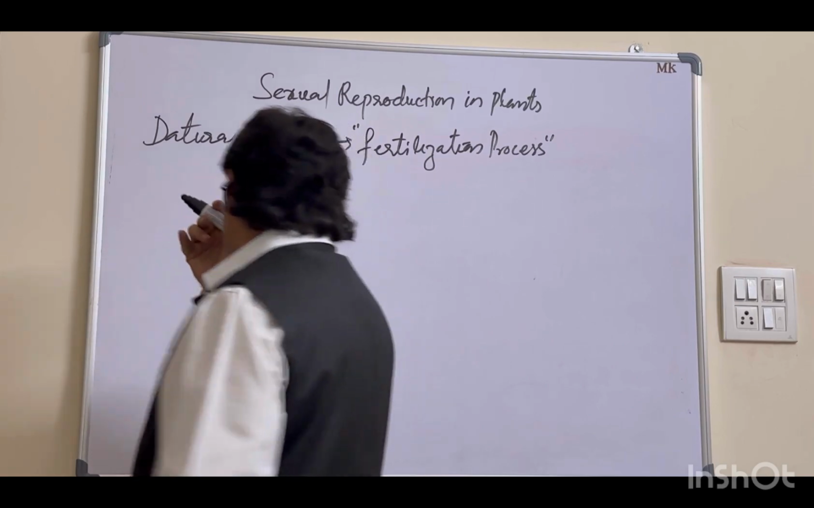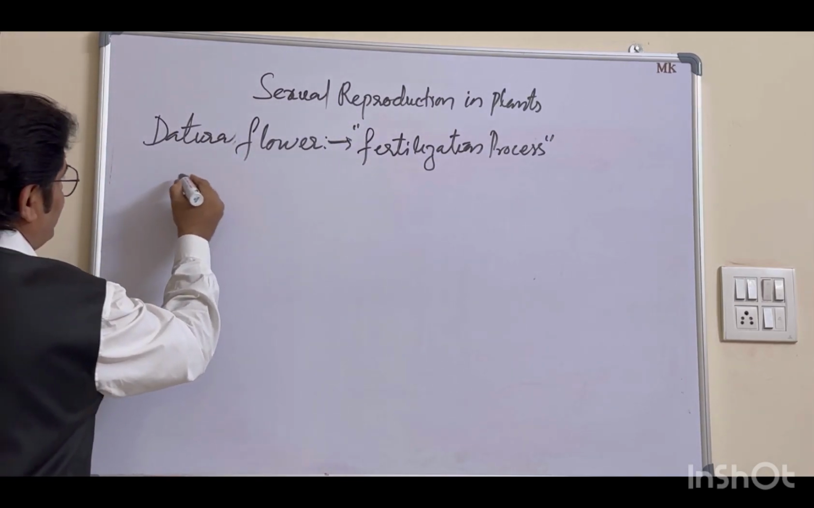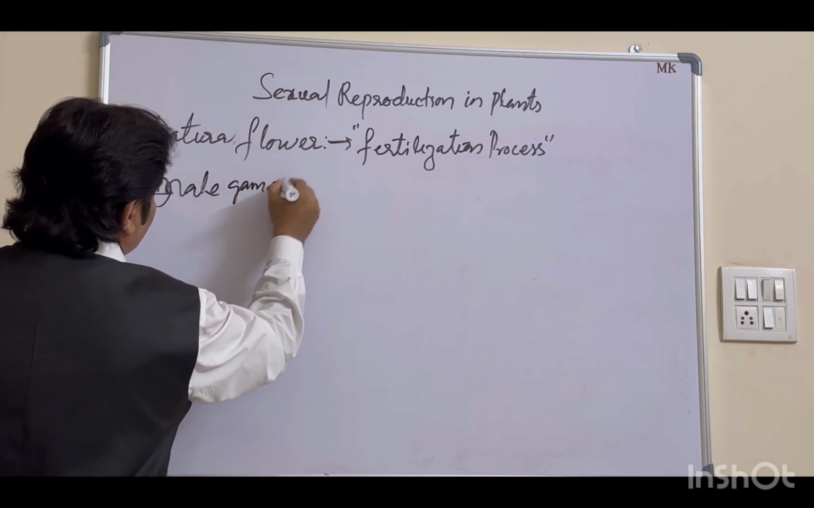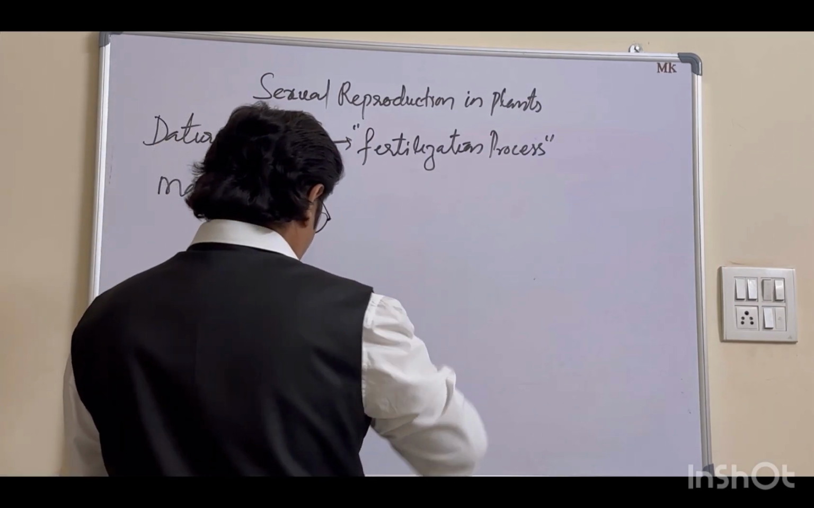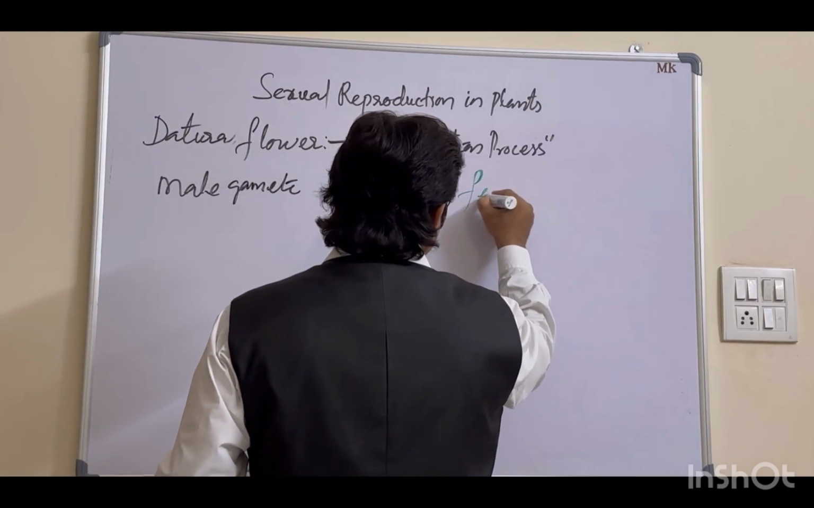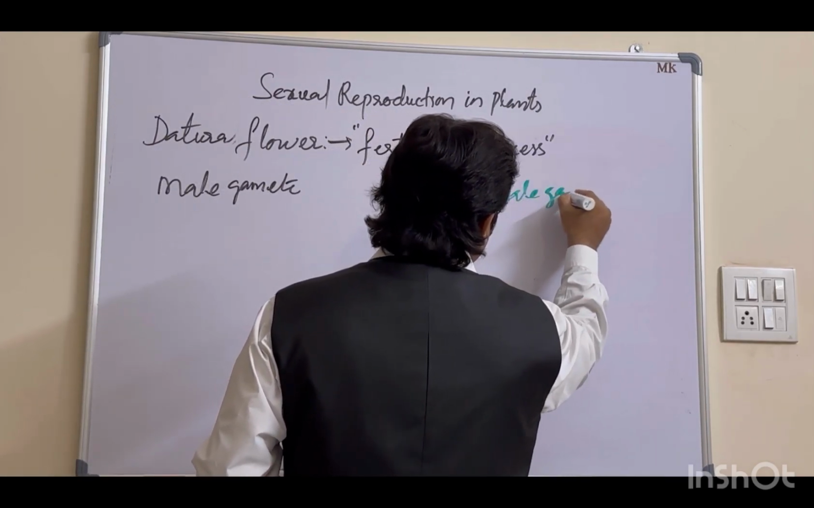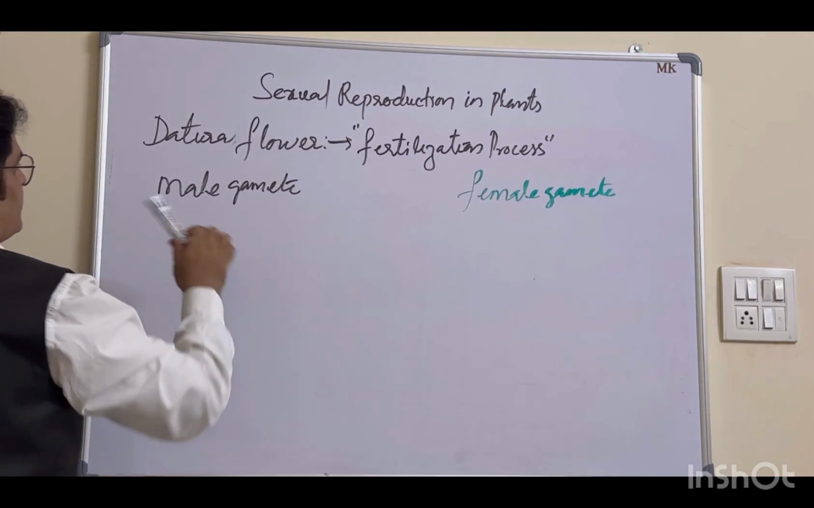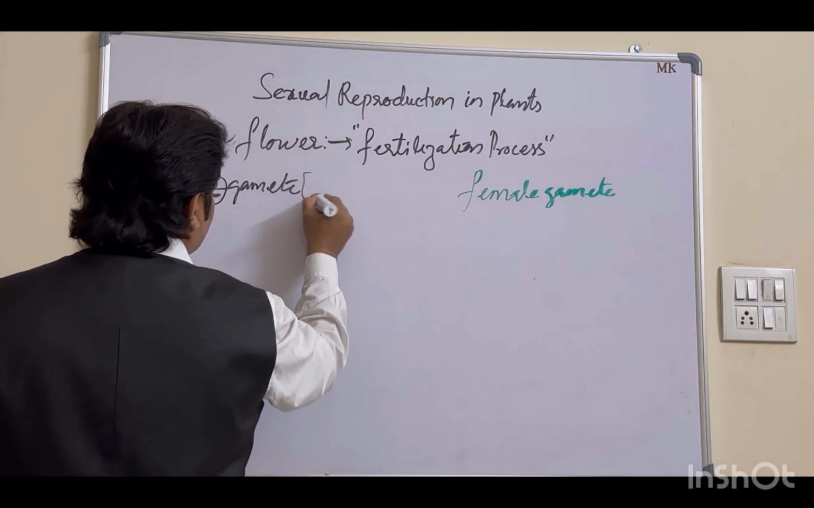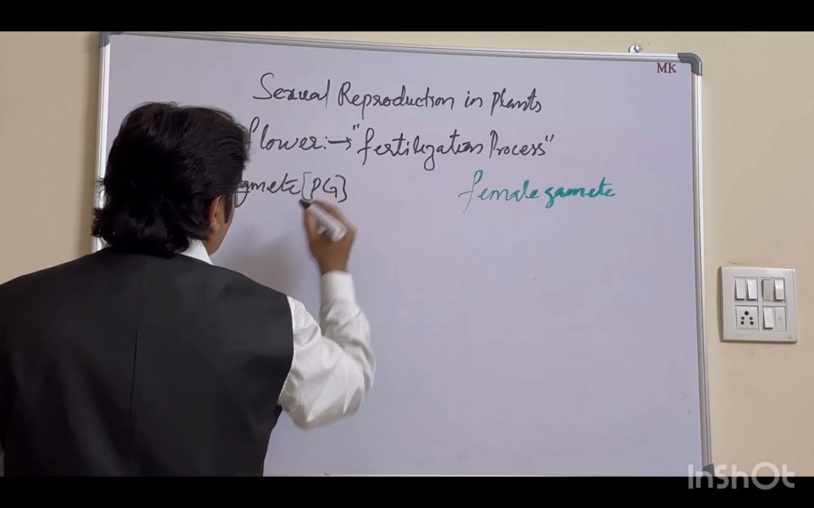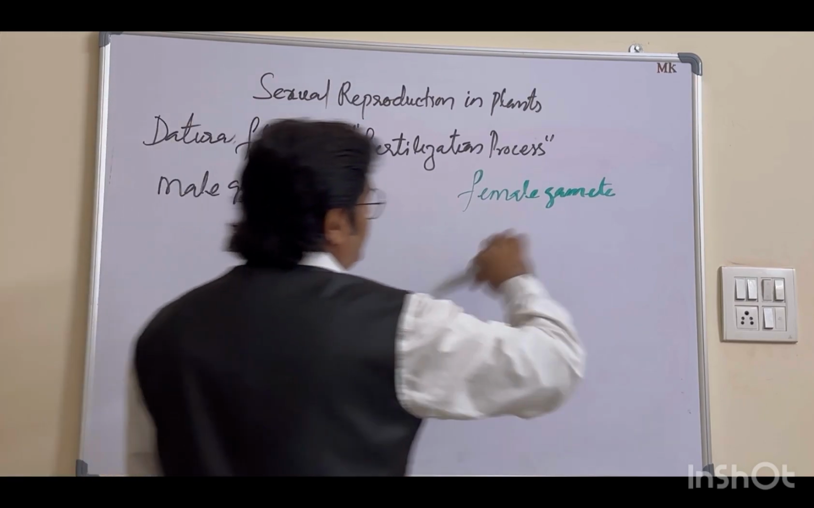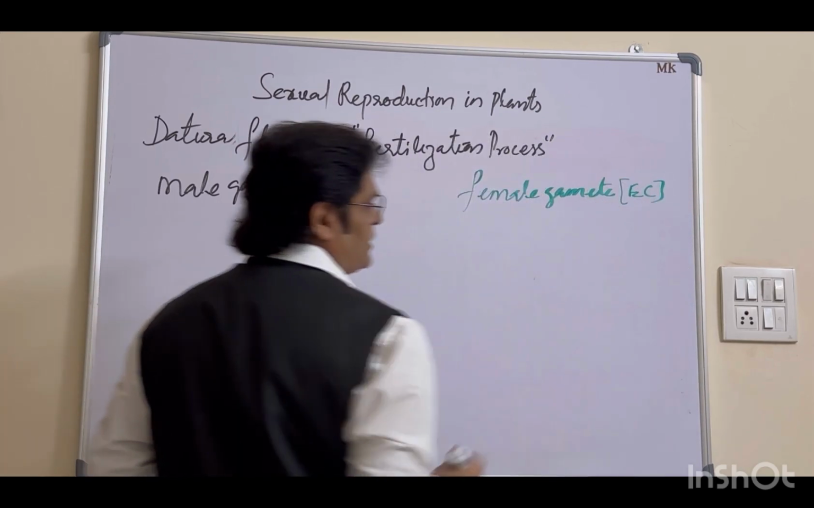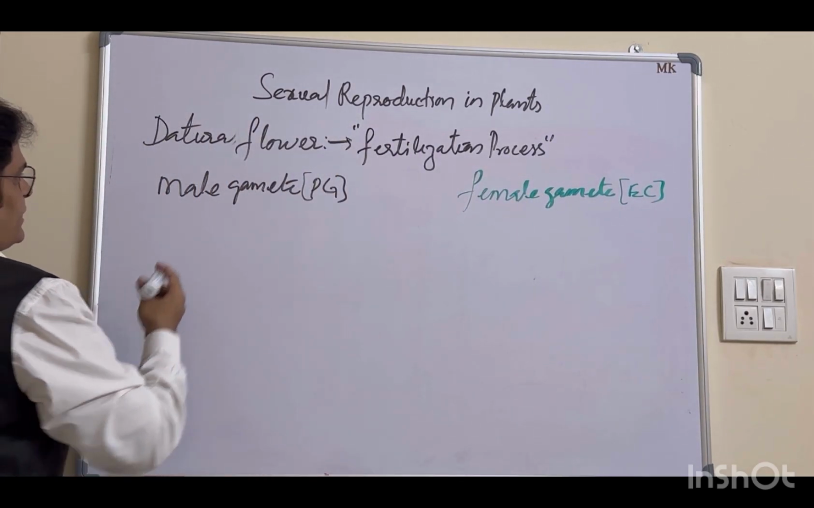Now, here I'll show you. What is the male gamete first? We have given names to male gamete and female gamete. What is the male gamete called here? Pollen grain, PG. What is the female gamete called here? Embryo sac. The female gamete is called the embryo sac. Clear? Now see the male gamete, the pollen grain.